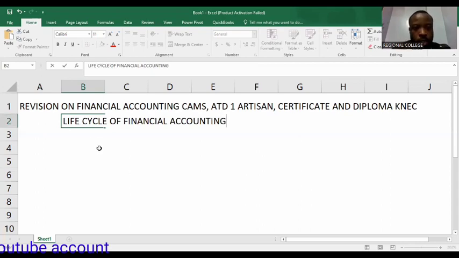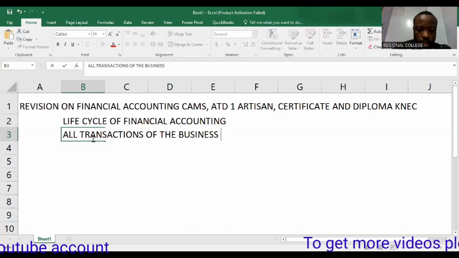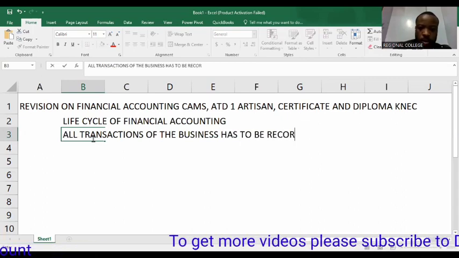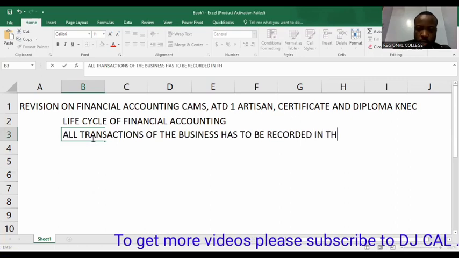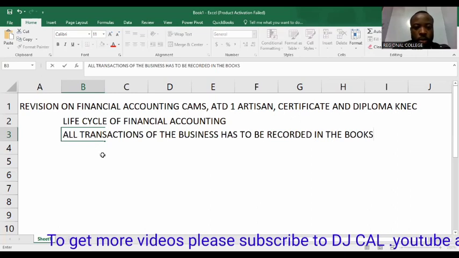And you know, normally businesses do transactions and the transactions have to be recorded. So just know that all transactions of the business have to be recorded in the books of the business, so that at the end of the period, you know how your business is doing.